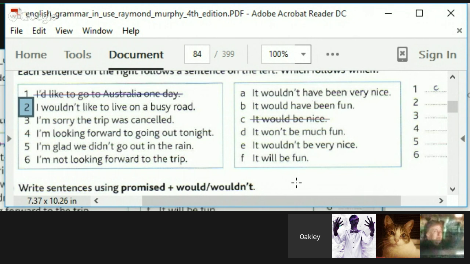I would like to live on a busy road. It wouldn't be very nice. Okay, you're talking about a present imaginary situation. So it wouldn't be very nice. Okay. Yeah, that works. Very good. David, number 3.